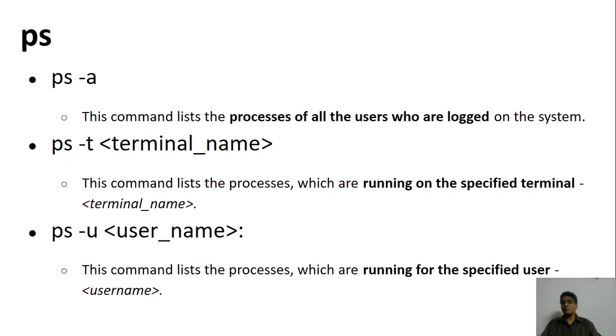I can use ps -a to see all the processes which are created by all the users who have logged on to the system, provided I have the privilege for that. Or I can use ps -t to specify the terminals on which I would like to see the processes. At the same time, I can also use ps -u to see the processes which are created by a particular user. So let's look at this in the demonstration.